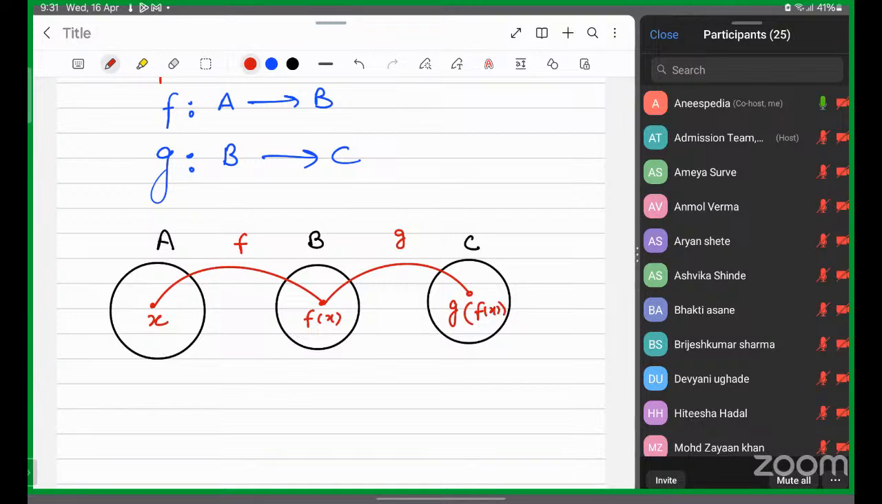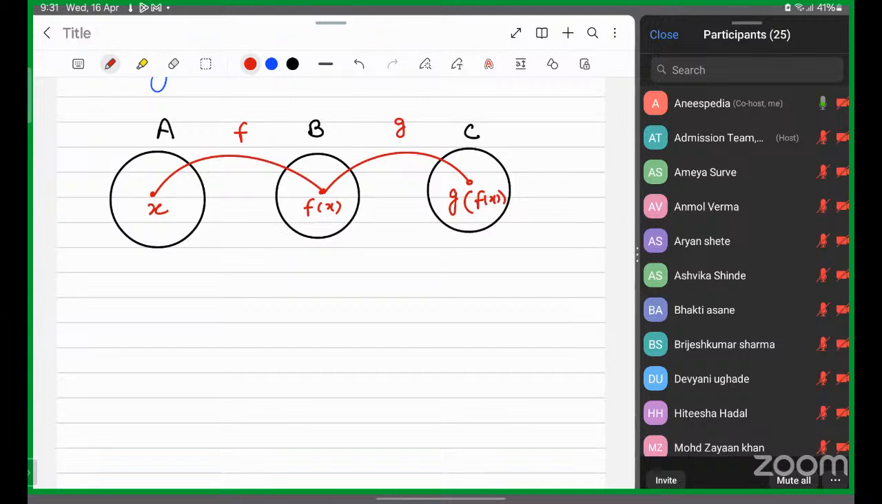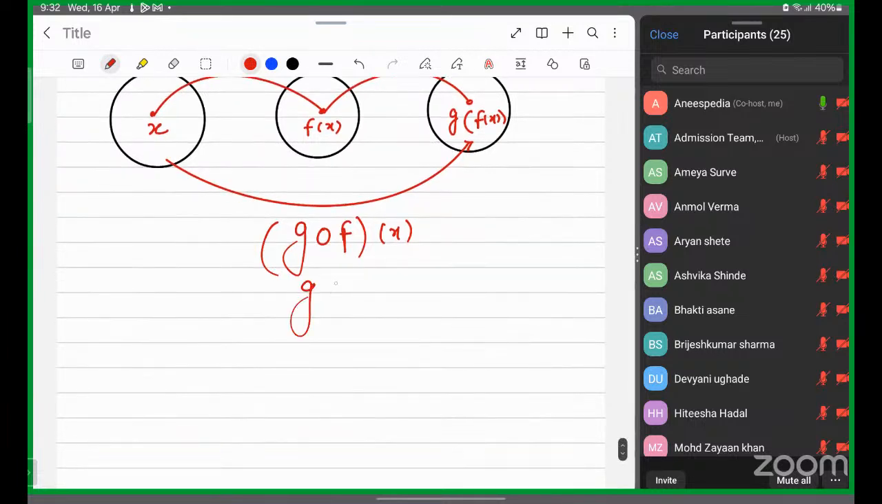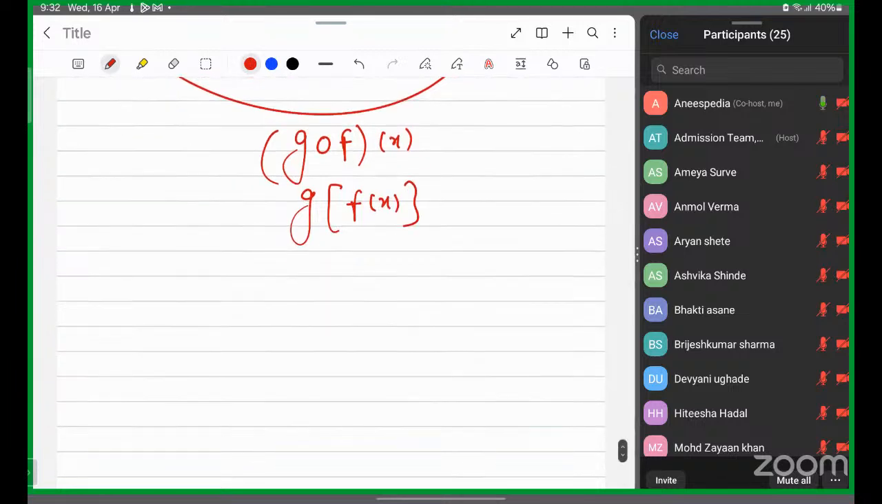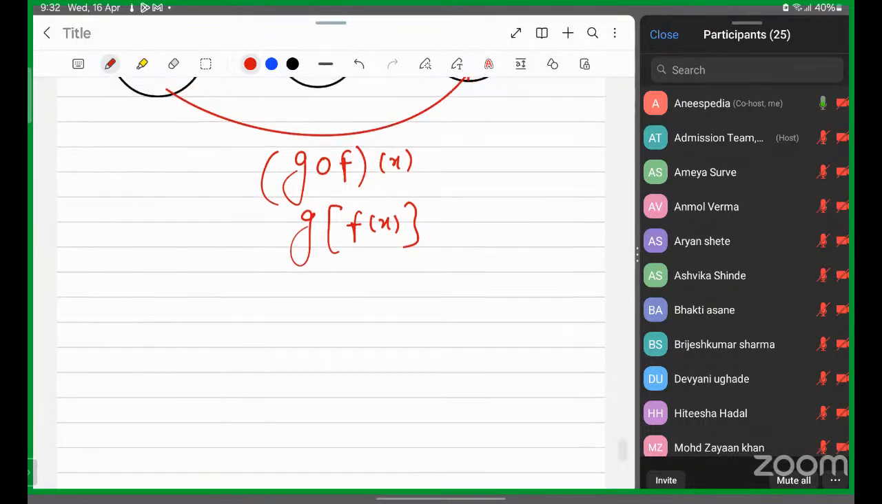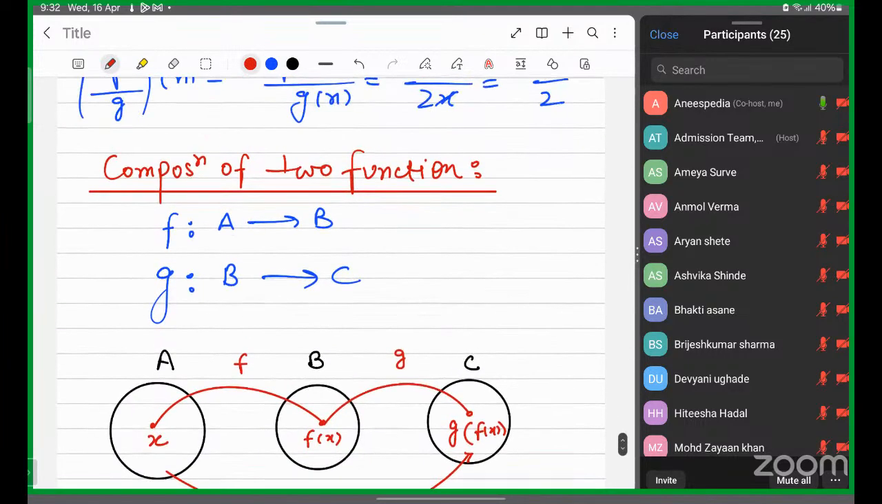So this arrangement is known as composition. It indicates that if you take input x from set A, you will get output in set C by using a special function which is g of f. g of f is g as the main function and f of x as its input. Similarly, we can define f of g, but in this case, f of g is not valid because the output of g is in C and the input for f is A.